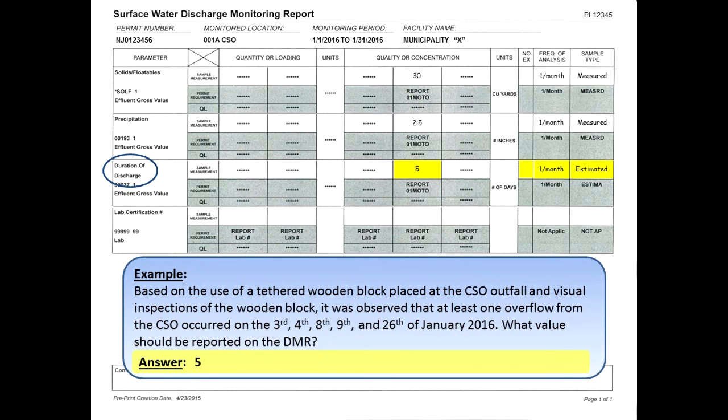Since at least one overflow occurred on 5 days during the month of January, a value of 5 should be entered in the open field under the quality or concentration header. In addition, as directed by the department, values of once per month and estimated should be entered under the frequency of analysis and sample type headers respectively.